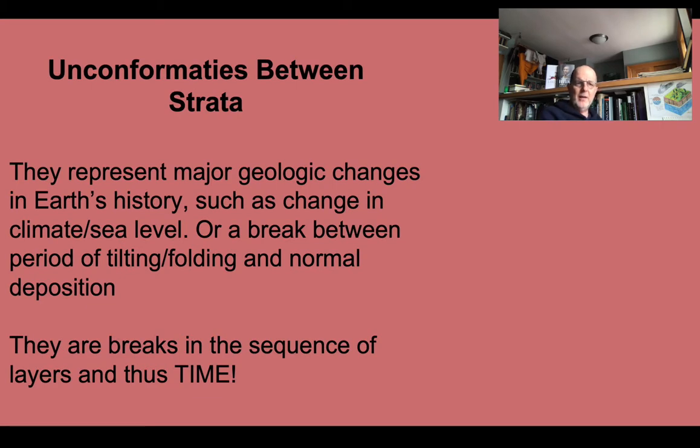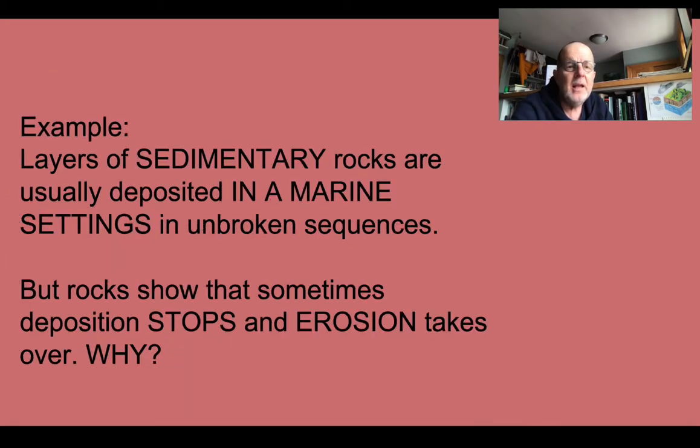Unconformities between strata. They represent major geological changes in the Earth's history, such as a change in climate or sea level, or a break between a period of tilting and folding and more normal deposition. They are breaks in the sequence and layers of rocks and thus time. An example, layers of sedimentary rocks are usually deposited in marine settings in unbroken sequences. But rocks show that sometimes deposition stops and erosion takes over.